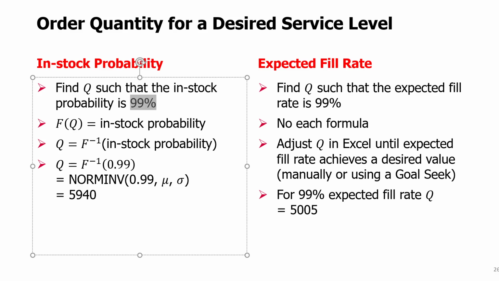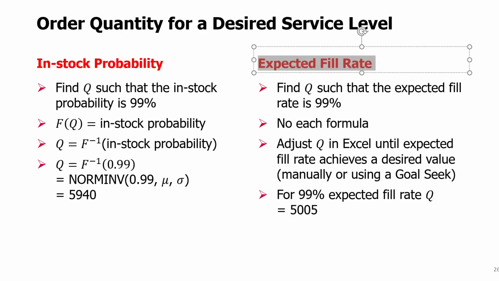And of course, we can do the calculation exactly the same, taking the inverse of the cumulative distribution function for this probability rather than for the critical ratio, for the cumulative normal distribution function with a given mean and standard deviation. In our example, it will be 5,940. And of course, you can see that this number makes sense. The average demand is a little bit over 3,000. If we want to be 99% of times in stock, we have to order much more than the average demand. Of course, it all depends on the standard deviation.